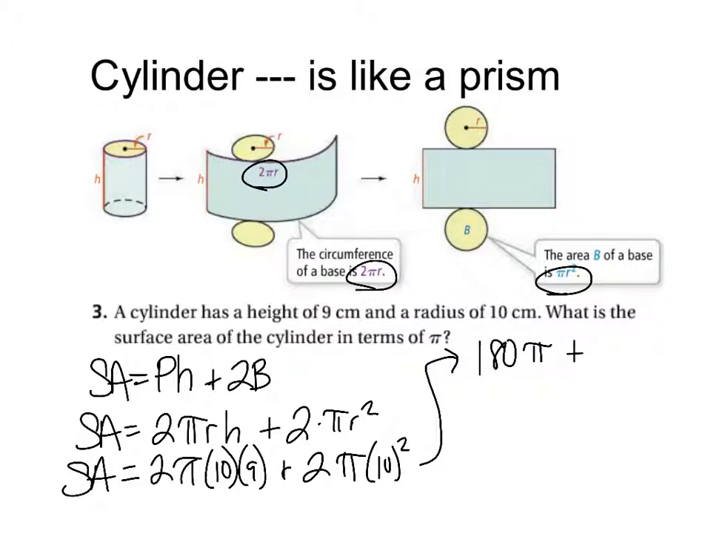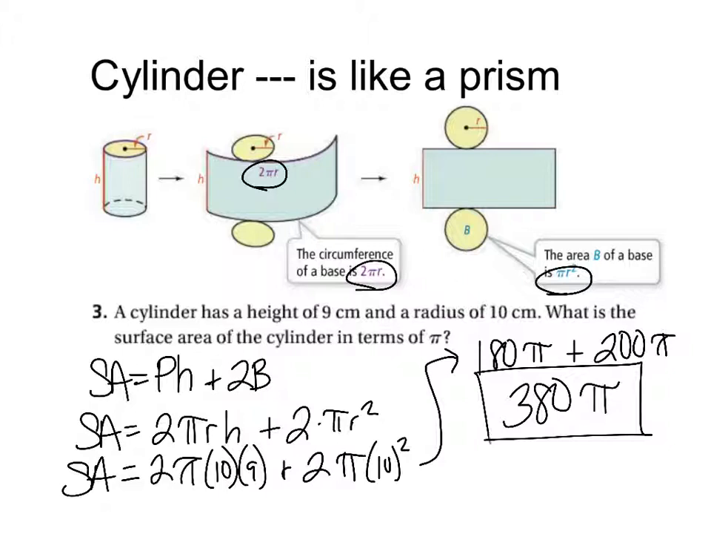Plus, now I'm going to do the area of my base part, 2 pi 10 squared. 10 squared is 100, times the 2, that's 200 pi. And then this works just like it does with x's. You can just add these together. That's going to end up giving you 380 pi. And that's your answer right there. And that'd be centimeters squared.